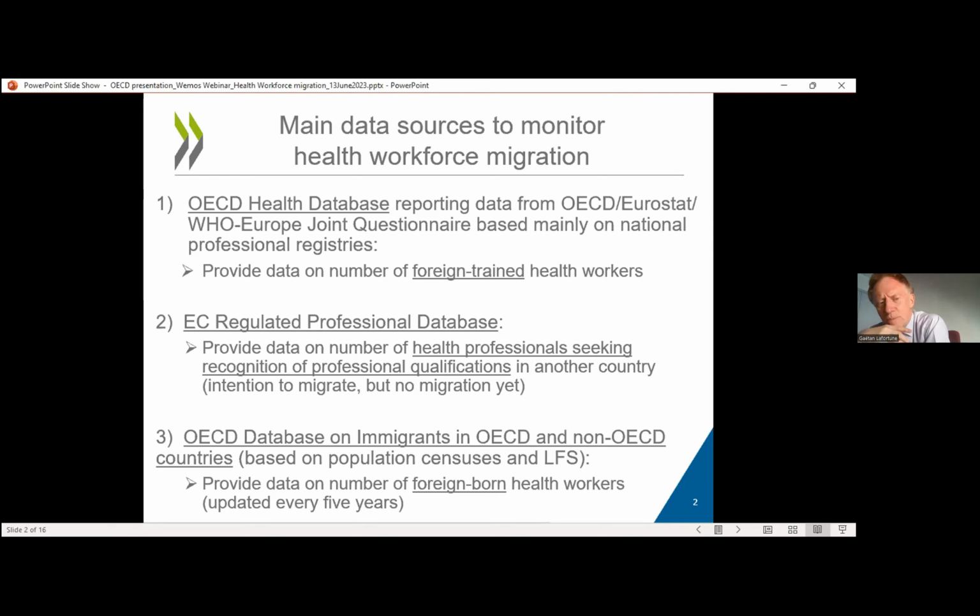And then I'm just mentioning here a third data source that we're using, which our colleagues here from the immigration division at the OECD are doing, which is a database on immigrants, which is using population census data or labor force survey data, and they focus on foreign-born. And I don't have the time now to go into the advantages of going into foreign-born versus foreign-trained health workers, but I'll say a few words a bit later on.